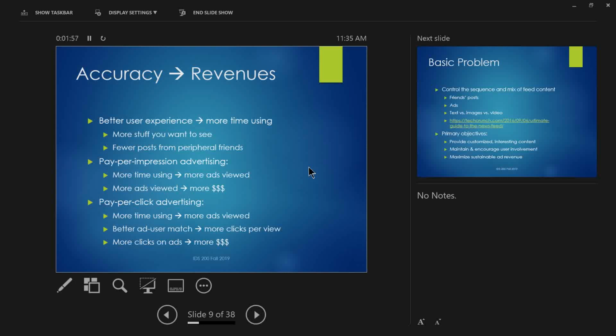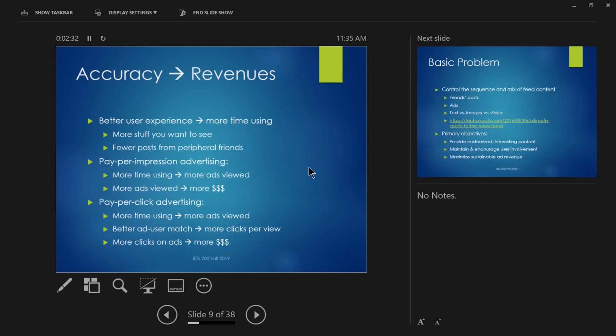So accuracy leads to more money, right? If Facebook can do a better job learning about its users, it can show them custom content that'll help Facebook make more money. Users will be happier. So, overriding principle, better user experience leads to more time using. And I specifically chose the word using because of its addictive quality. So, if Facebook can show you more stuff you want to see, you're going to come back and see more stuff, right? If you're like, wow, going on Facebook makes me feel better. I like the stuff I see on Facebook. This is good. Then you come back.